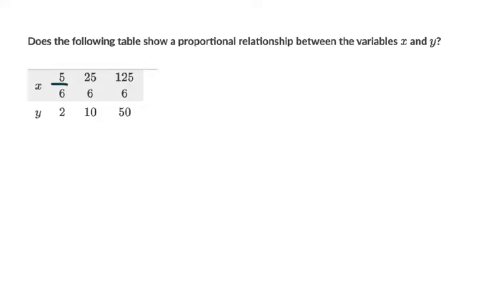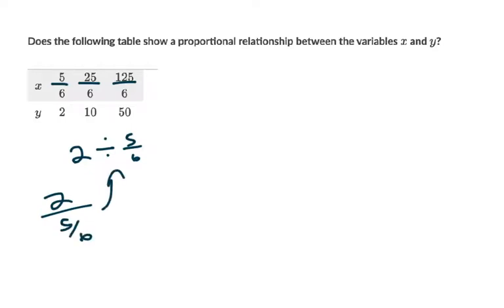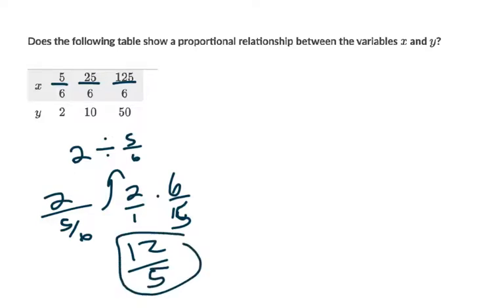So that is 5/6, that is 25 over 6, and that is 125 over 6. So there's a couple ways to look at this. One, you could just do the k values, which will give you 2 divided by 5/6, because 2 over 5/6 is basically the same as this. And so if you do your fraction math, that will give you 2 over 1 times 6 over 5. And if you multiply that, that gives you 12 over 5. So that's our first k value.